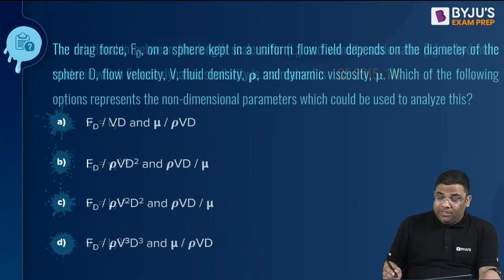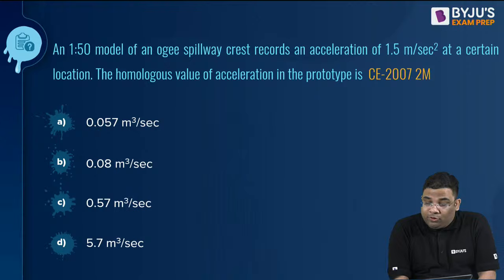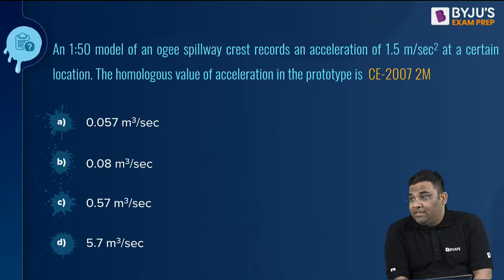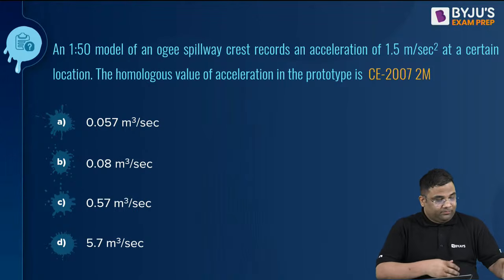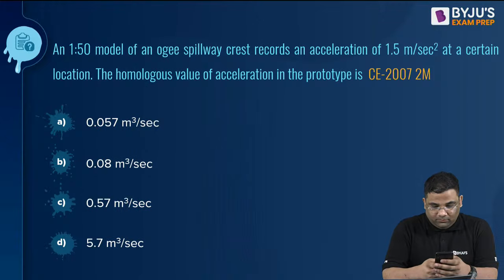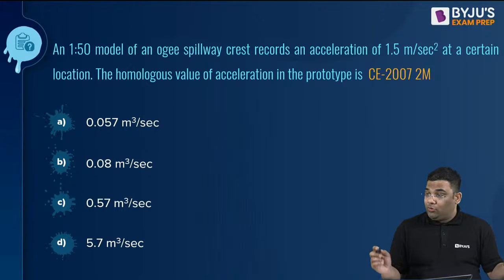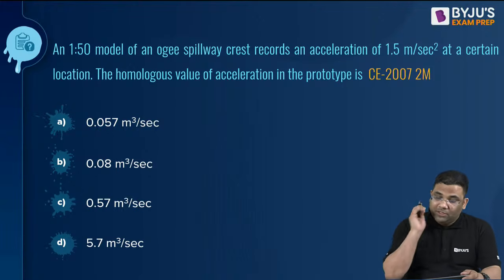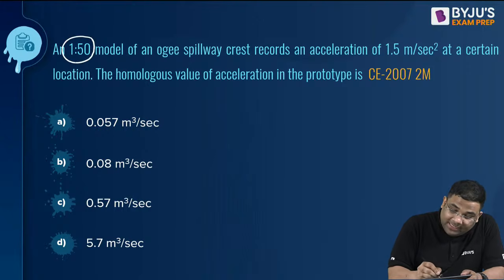Now solve this question. Chalo, let us solve this question. 2 mark question asked in GATE 2007, because we are discussing IIT Kanpur previous year questions. So please solve this question. We have also pipe flow coming up, so please don't go away. A 1 in 50 model means what? I can say LR is 50.